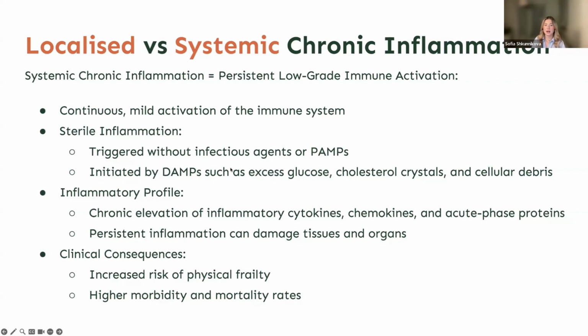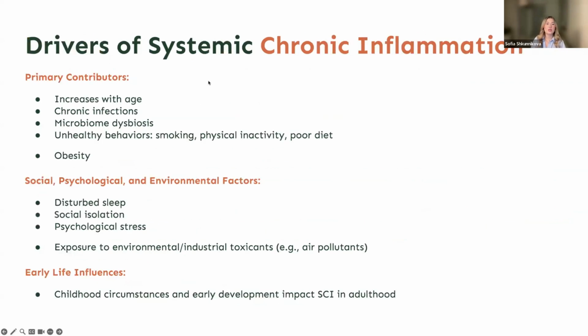Why is this a huge issue? Is because chronic inflammation definitely leads to an increased risk of physical frailty, and it leads to higher morbidity and mortality rates. So if we ignore pathogens, what are the drivers of systemic chronic inflammation? So we could split them into three separate categories. The primary contributor is definitely age. And we know that inflammation, specifically chronic inflammation, will be increasing with aging. And this is the process called inflammaging.